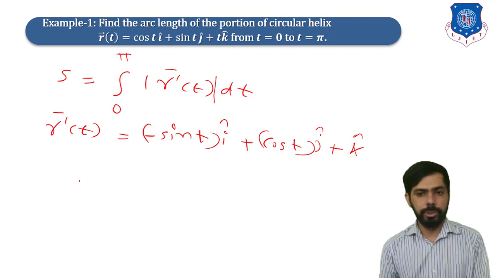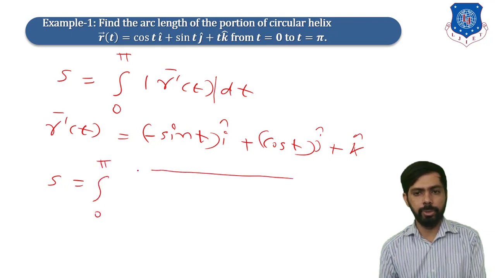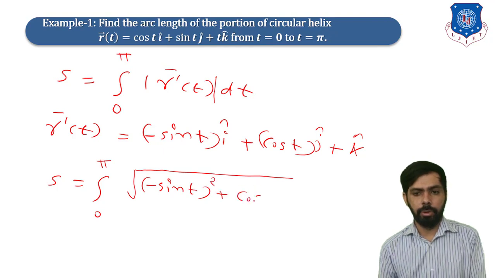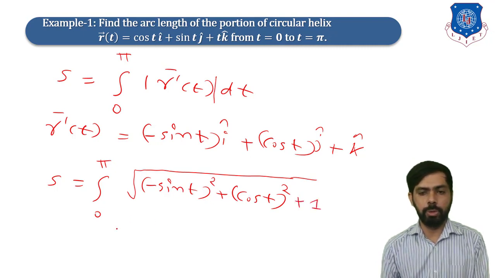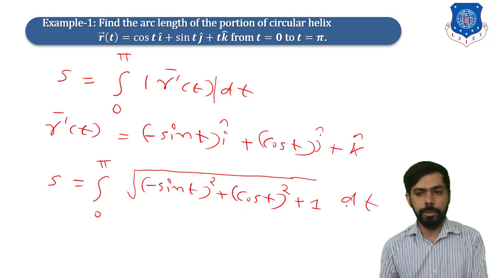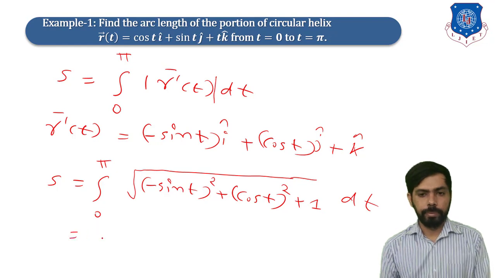So the arc length will be the integration from 0 to pi of the square root of minus sin t whole square plus cos t whole square plus 1 square. This will be sin square t plus cos square t, which is 1, and 1 plus 1 will be 2 here, dt. So this will be the integration from 0 to pi of root 2 dt.